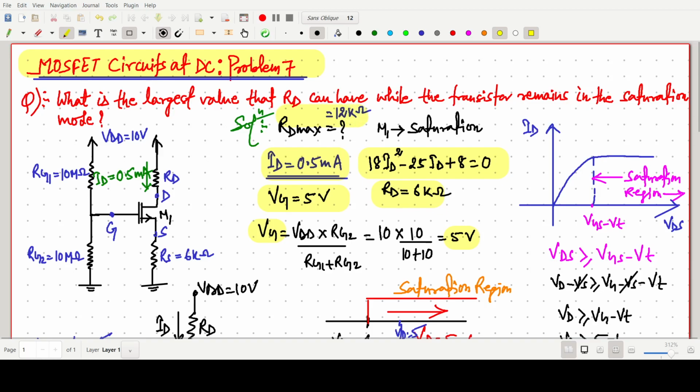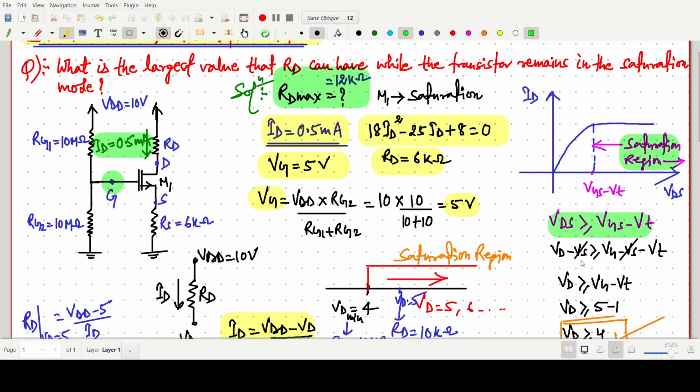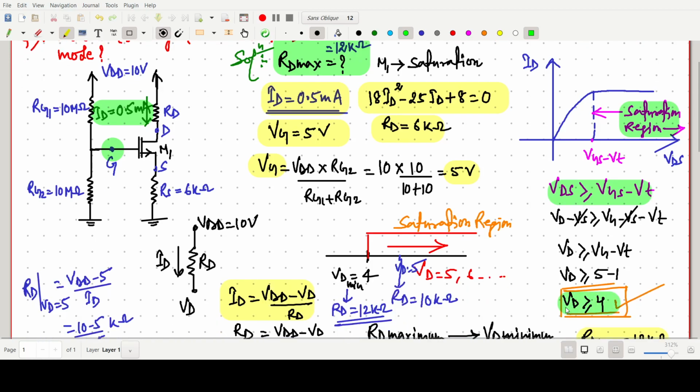For more detail, it is better to go to my last video, in which I have already covered how to find this ID value and this VD value. The VG value was already calculated here. And this one is a very important concept, the saturation region, where VDS should be greater than the condition. Here we have found the condition for saturation: VD should be greater than 4. So in this area, the device is in the saturation region.